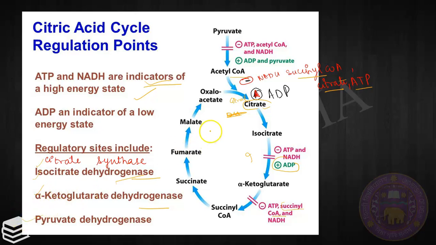complex, which is not a part of the TCA cycle itself but regulates the entry of pyruvate into the cycle as acetyl CoA. So it is inhibited by ATP and NADH, again indicators of a high energy state, then by acetyl CoA, its product, and it is activated by ADP and pyruvate.